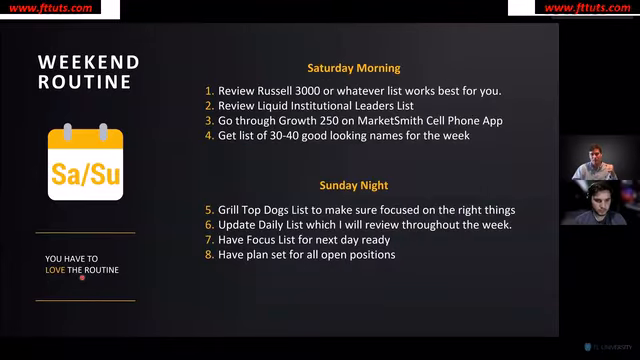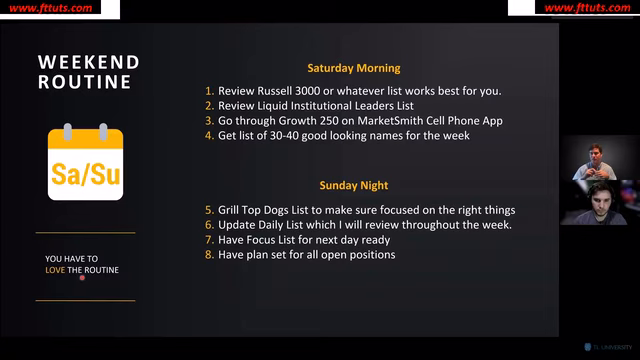Okay. So, weekend routine. And again, you gotta love the routine. This is stuff that you gotta do. I don't do this every weekend anymore, but when I was learning, I definitely did this, and I highly, highly, highly recommend going through some sort of A to Z or big list of stocks, because without you even noticing it, you're going to pick up and learn how stocks move by looking at thousands of charts.